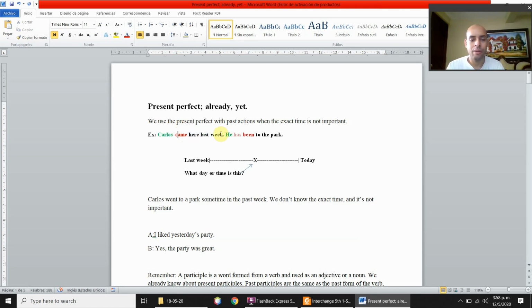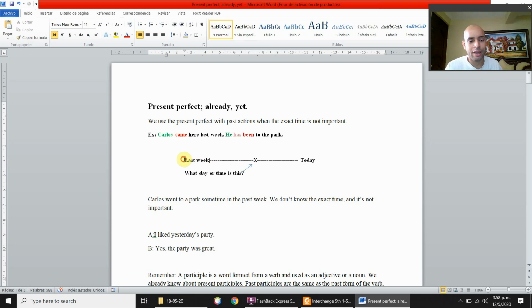And we are being specific. When did Carlos come here? He came here last week. He has been to the park. So we are saying that Carlos went to the park. When? Well, we don't know, and it's not important. The important thing that we want to communicate is that Carlos has been to the park. It doesn't matter the time, it doesn't matter the day. If it was yesterday, 2 days ago, 3 days ago, it doesn't matter.